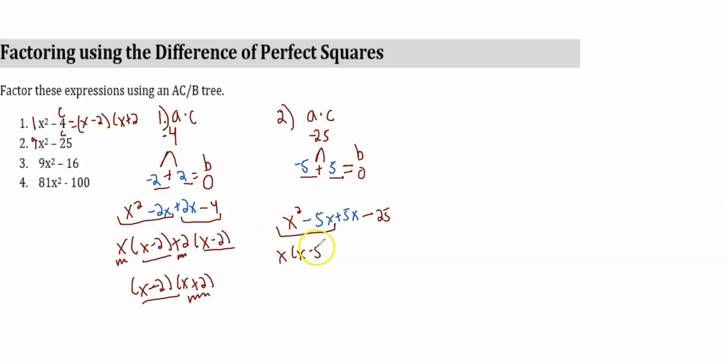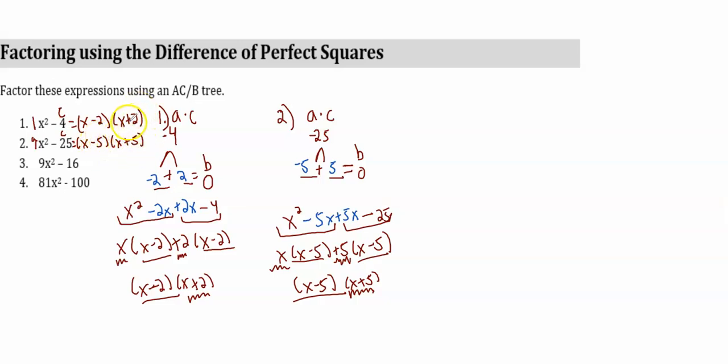I can pull out an x, I can pull out a 5. So here's my matching. Here's my leftover. That becomes x minus 5, x plus 5. Notice this trend. I'm going to fill in these last two for us. This becomes 3x minus 4, 3x plus 4.